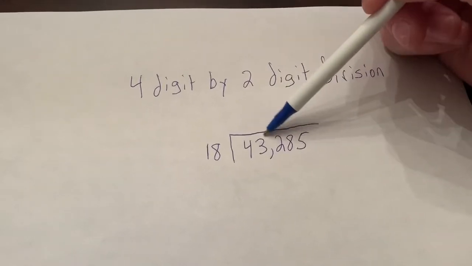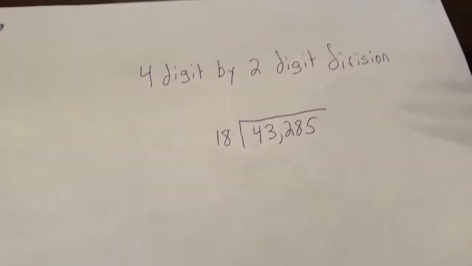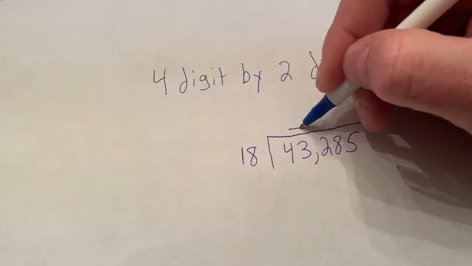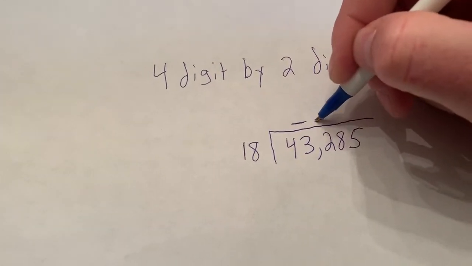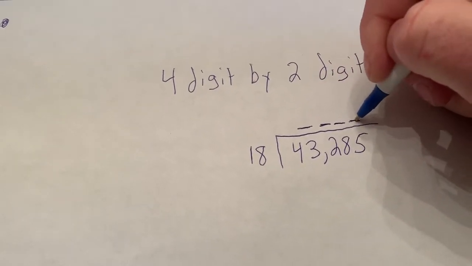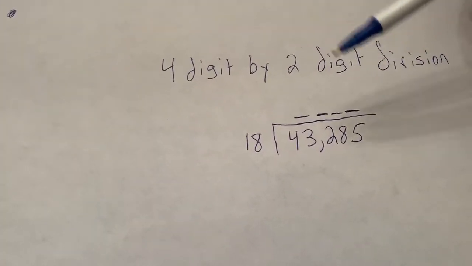Okay, so what I want to do here first is I'm going to look at 18 and go out to where the digits are larger, which would be the 3. So I'm going to go ahead and put my underscores there. Why is that important? Exactly. We will have 4 digits in our quotient.